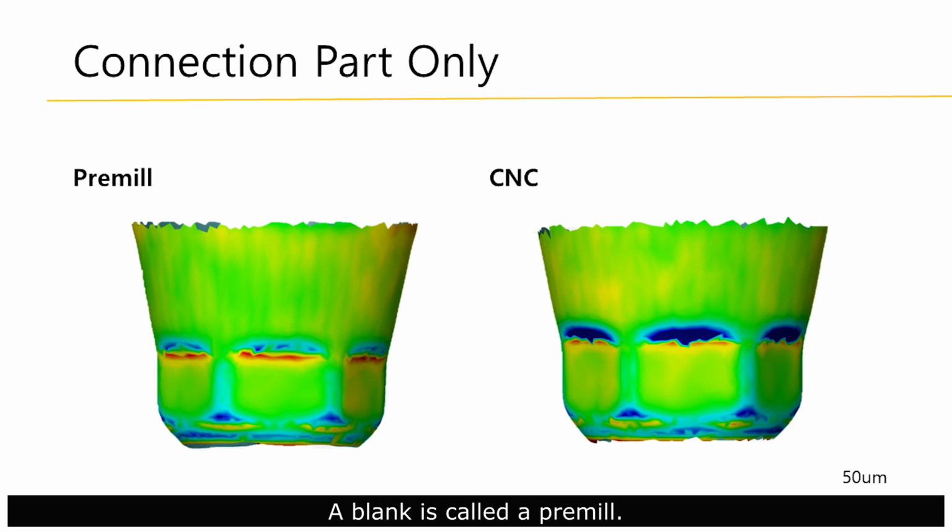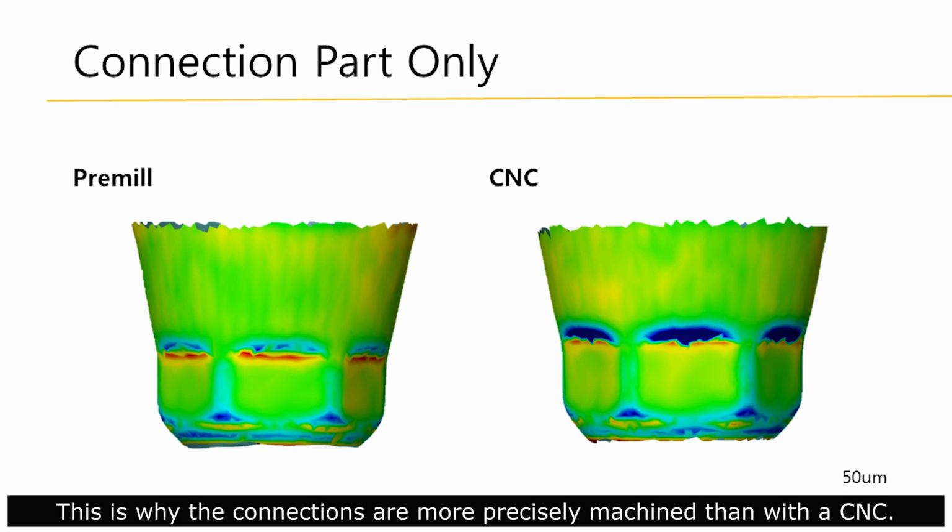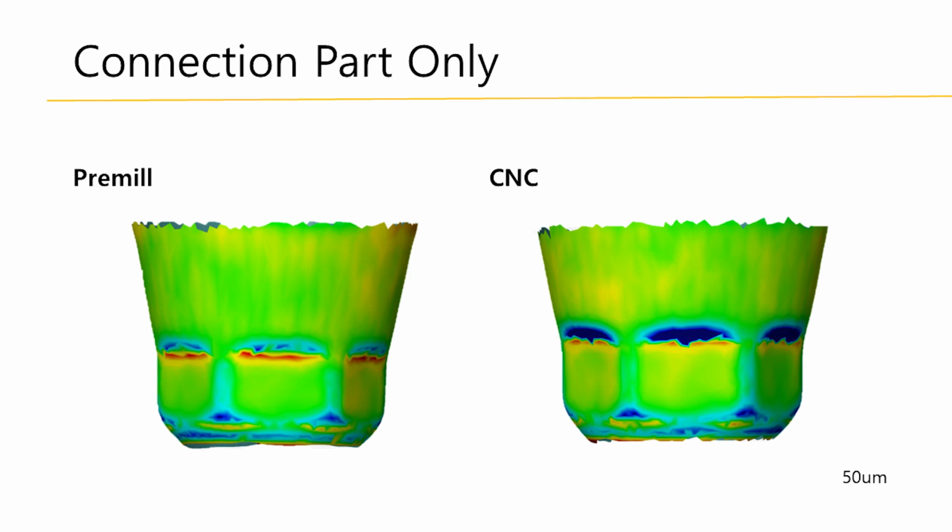A blank is called a pre-mill. It seems to strongly imply that the connection and screw hole are pre-machined. This is why the connections are more precisely machined than with the CNC. This is often the first reason for preferring a pre-mill.